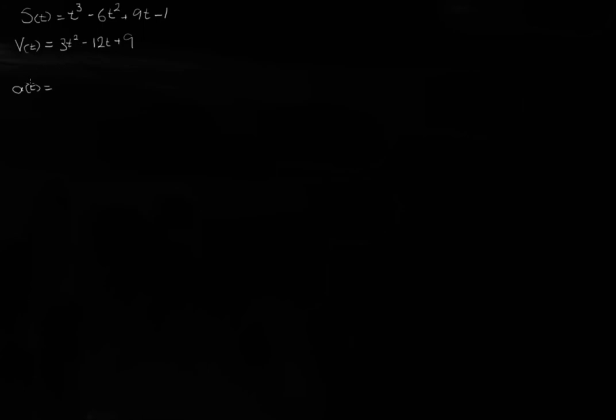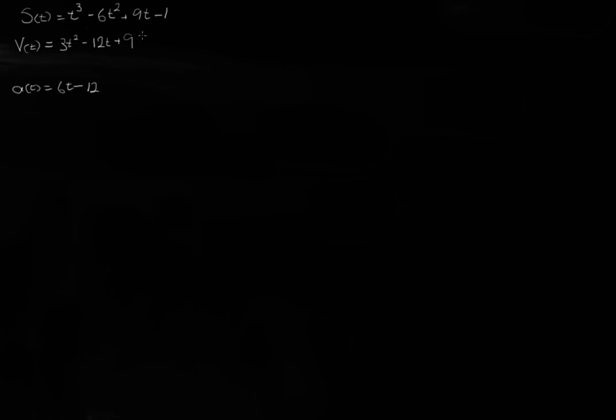So remember, acceleration is just the derivative of the velocity function. So here we've got 3t squared, so the derivative of that is just 6t. And we're going to take the derivative of 12t, which is just 12. And the derivative of 9 is 0. So we also have to find the sign diagrams of these. So let's have a look.